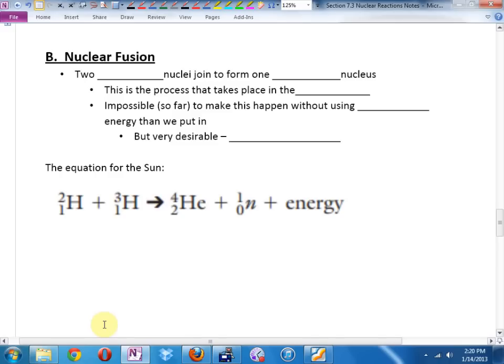So, two smaller nuclei join to form one larger nucleus. We're doing the opposite. Yep. And we know it's doable because we see it all the time. This is what's going on in the sun.